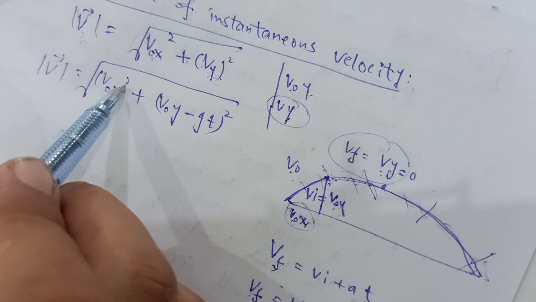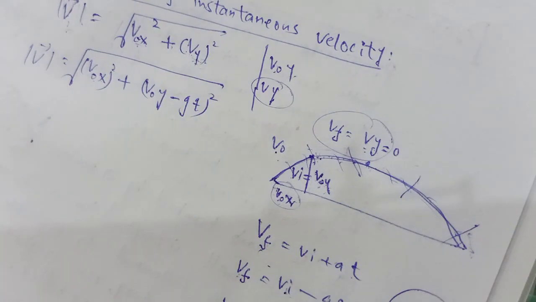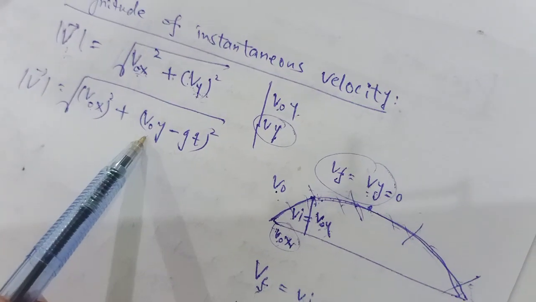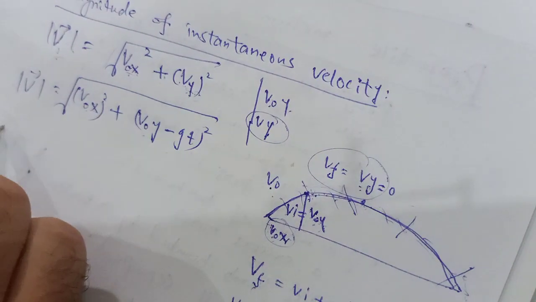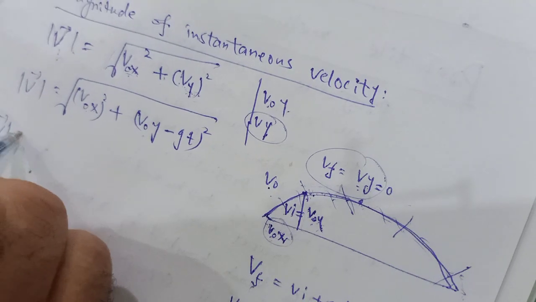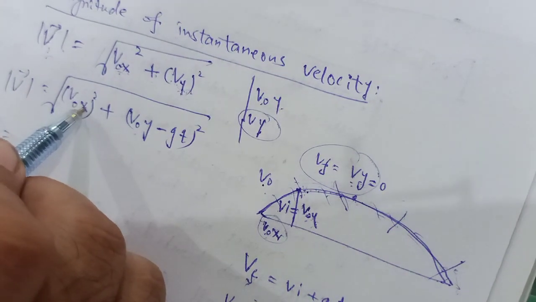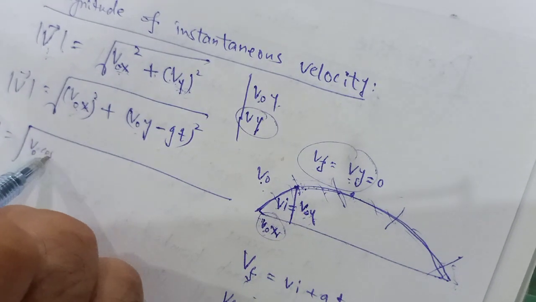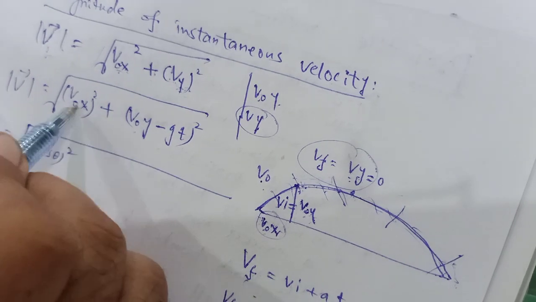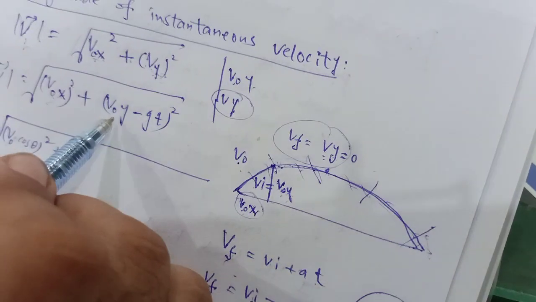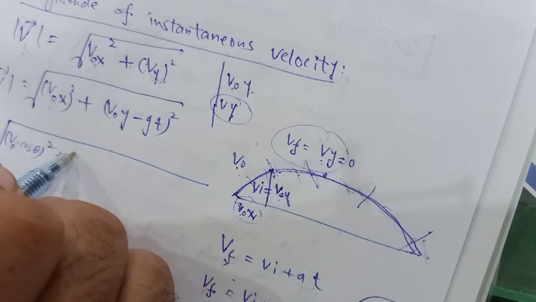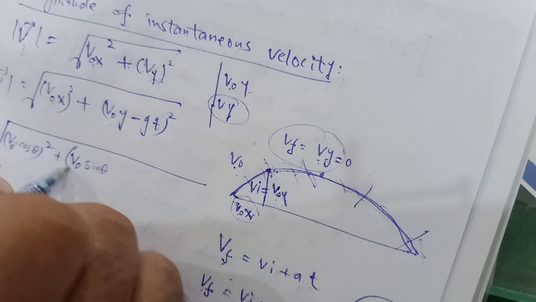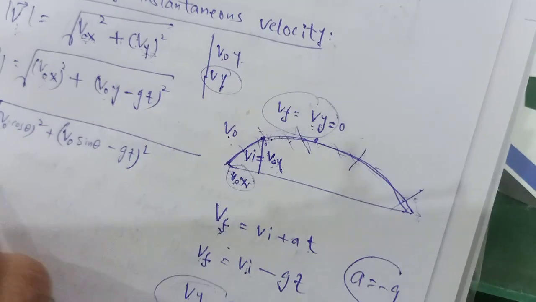In place of Vx put V0x square as it is, and in place of Vy put this value, V0y minus gt. So the equation becomes like this. Now we know that the x component V0x is equal to V0 cos theta. So V0 cos theta whole square, and here it will be equal to, first of all, simplify it. V0y is V0 sin theta minus gt whole square.